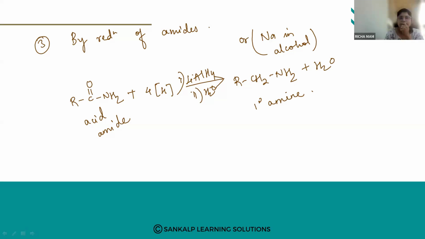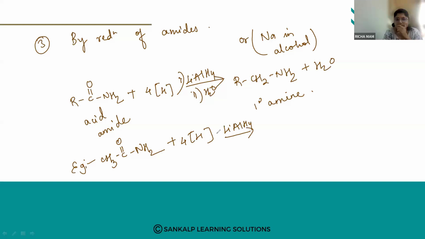Okay, so here we are going to take an acid amide, acetamide. So this is our acetamide. This we are going to treat with what? We are going to do a reduction in the presence of lithium aluminum hydride and water. Can anybody tell me what will be the product? What will be the product here?